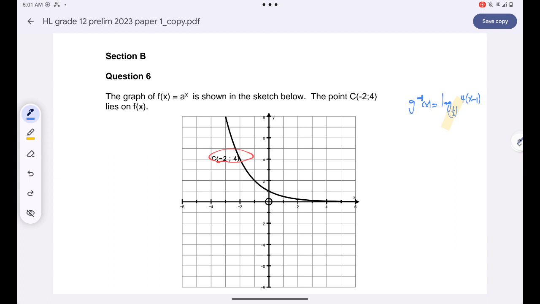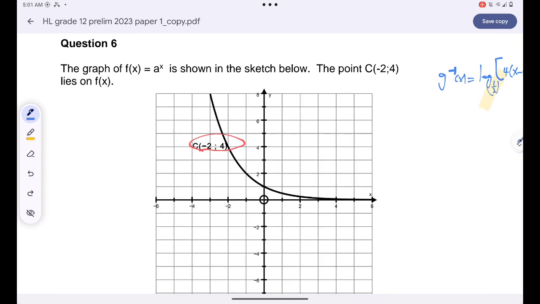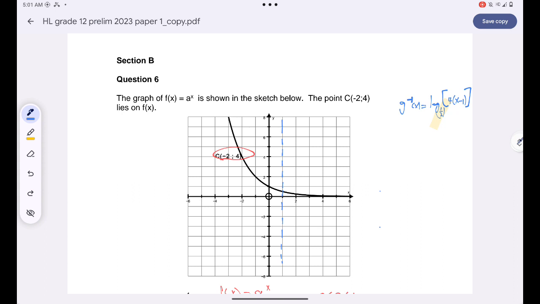Since my log graph has x minus 1 inside the bracket over there, that simply means I do have a vertical asymptote at x is equal to a positive 1. Right, together, I do have a vertical asymptote, and I can also calculate the x-intercept, right? How can I find the x-intercept?